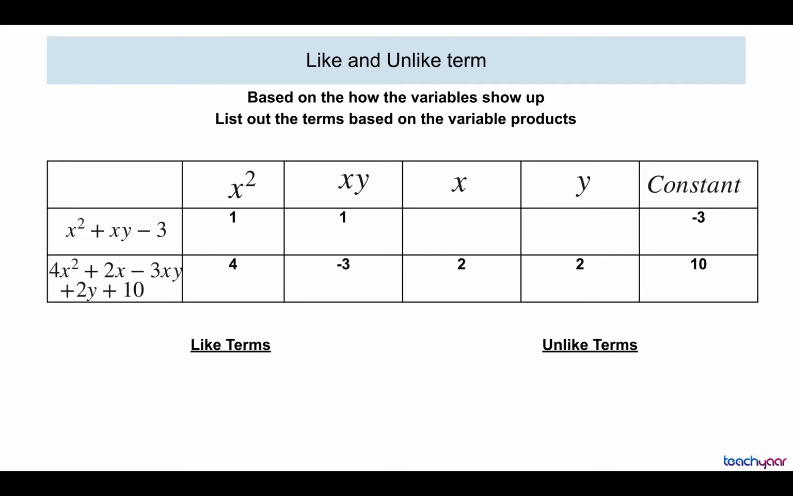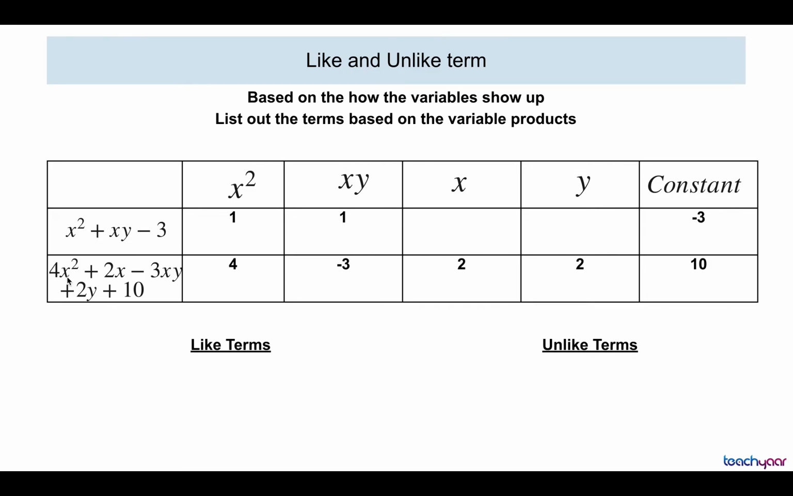You can also do it in the form of a table. So I've just put x square, xy, x, y, and constant, and this will also help you identify the coefficients. You have x square here, the coefficient is 1, xy, so it's 1, minus 3, the constant is 3. And so this table very quickly gives you the expression, because it's x square plus xy minus 3. So it's a very nice way to break down an algebraic expression.